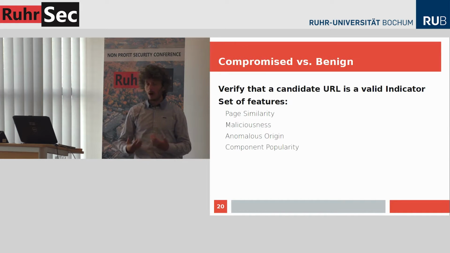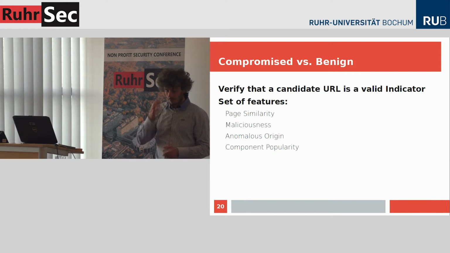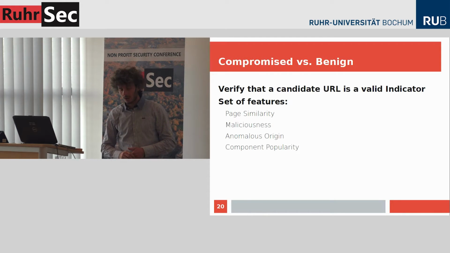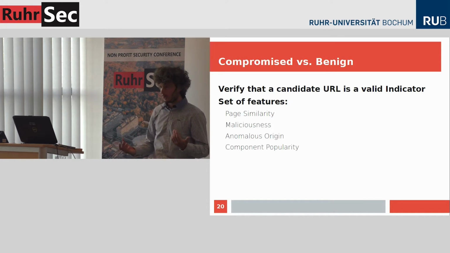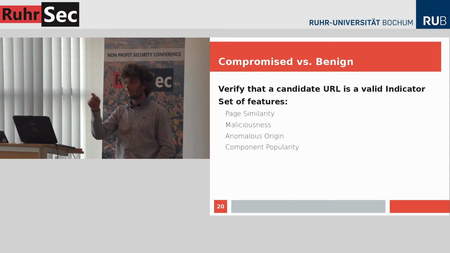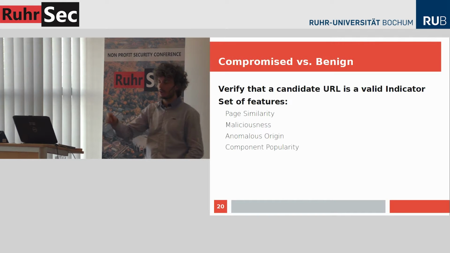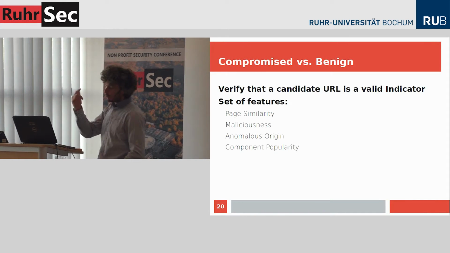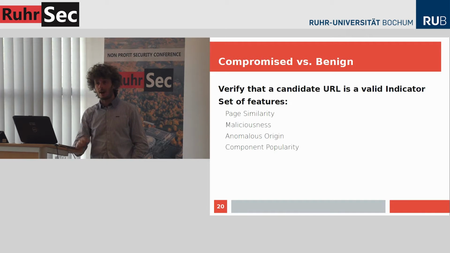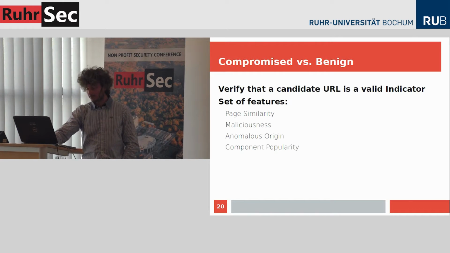Then we look for the popularity of a JavaScript. For example, the SDK of Facebook is widely used. It's basically the JavaScript that allows you to create the like or share on Facebook button. These kinds of components are highly used, so it's very rare that they are used only by the attacker. So we don't want to flag that as an indicator of compromise.